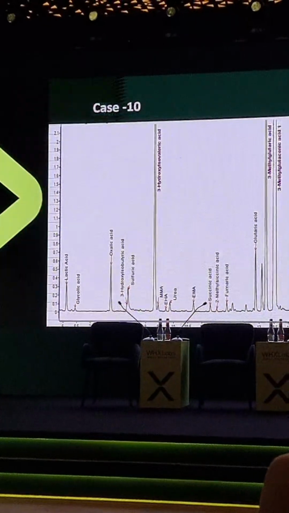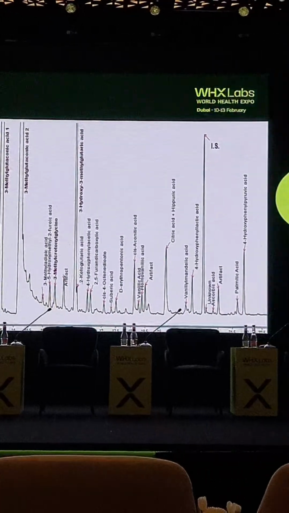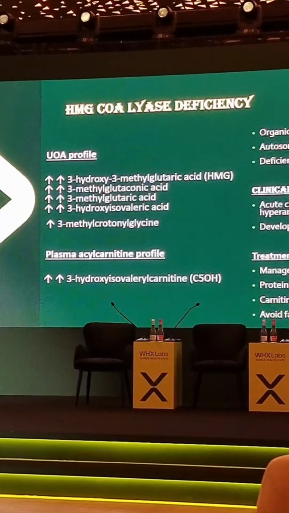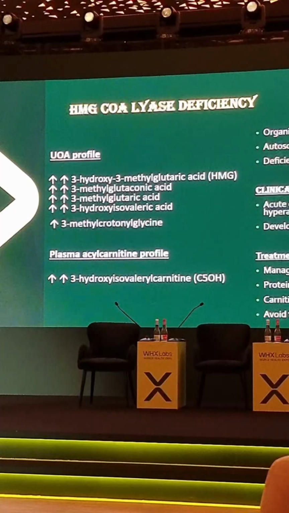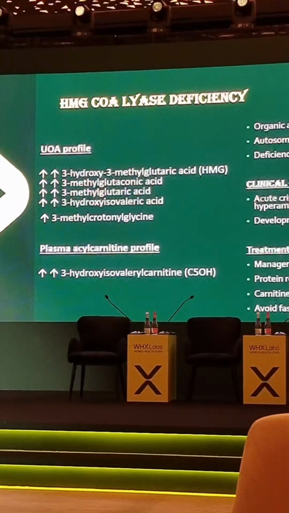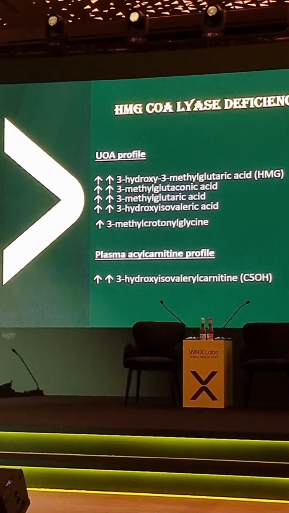Coming to case number 10, we have marked elevation of 3-hydroxyisovaleric acid. Along with that, we have 3-methylglutaric acid. We also have 3-methylcrotonylglycine and 3-hydroxy-3-methylglutaric acid. 3-hydroxy-3-methylglutaric acid is not commonly seen, and this is nothing but HMG-CoA lyase deficiency. In the plasma acylcarnitine, here also you will see elevated C5OH. We've already seen that urine organic acid plays a very important role in the differential diagnosis of the last 3 disorders. This is also an organic acid disorder with an incidence of 1 in 100,000.